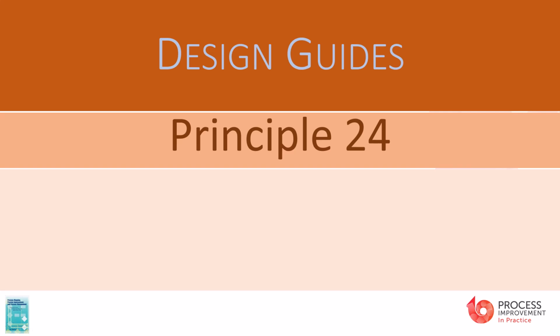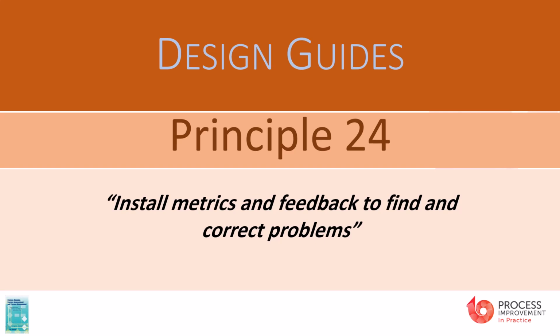Principle 24 is a core one in continuous improvement. A feedback loop that provides measurements on process performance is vital to improve the process. If you can't measure it, you can't control it. And if you can't control it, then you can't improve it.